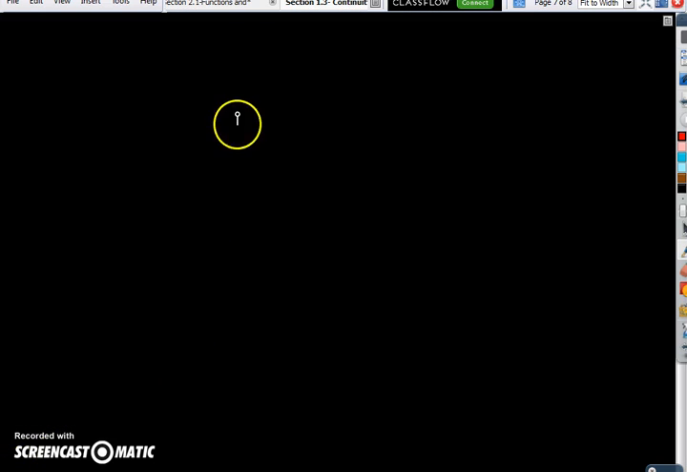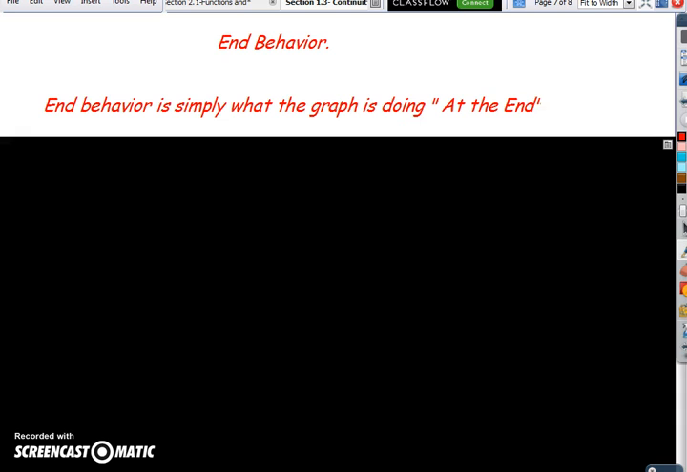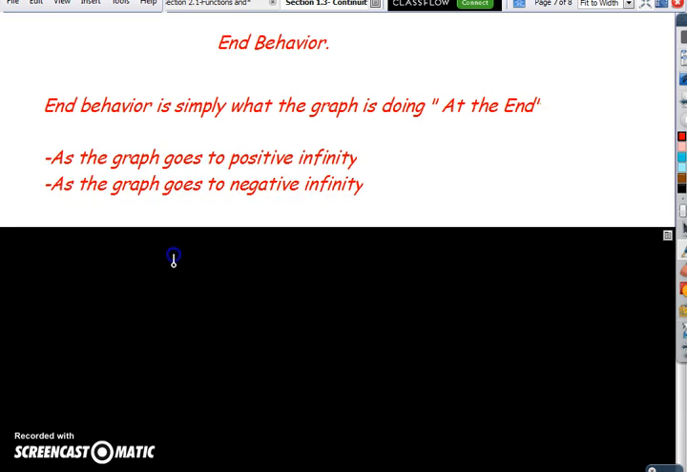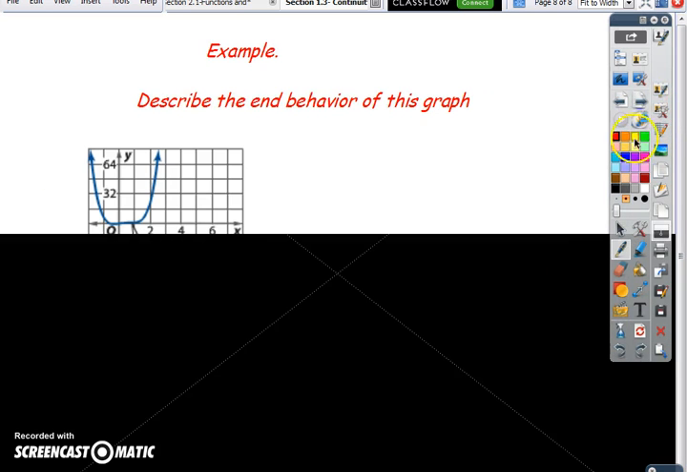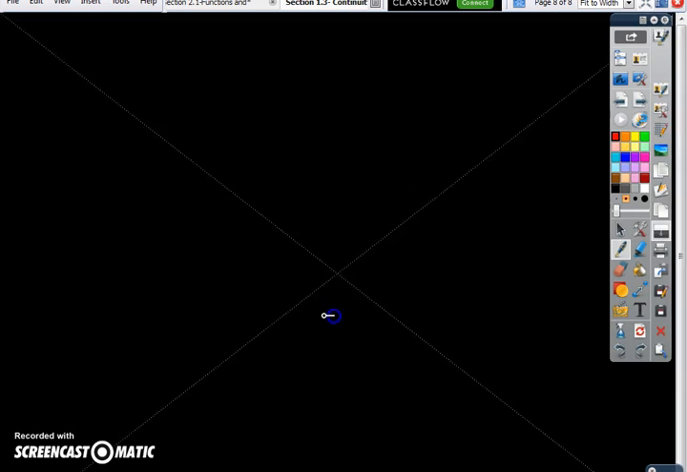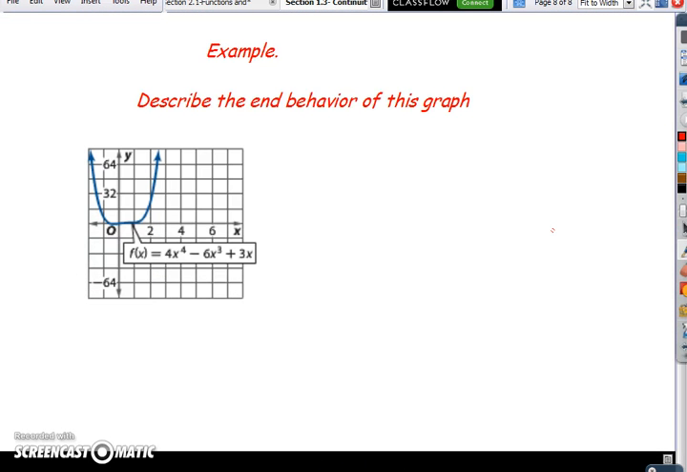The next thing we're going to cover is end behavior. End behavior, pretty simply, is talking about what the graph does at the end of it, which means as x goes to positive infinity or negative infinity. I want to know what y is doing. So, for example, let's look at one of these. Describe the end behavior of the following graph. So, here's my graph.